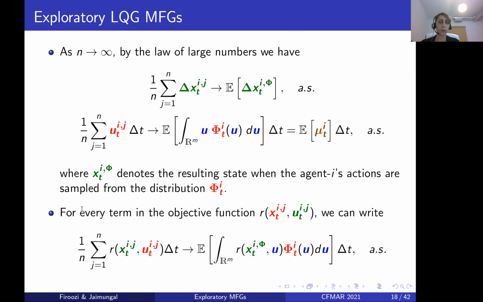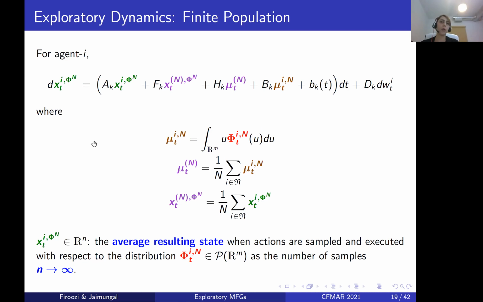We can, for every term in the objective function, do this. So every term in the objective function, when averaged over the n rounds and taking n to infinity, converges to the expected value of the integral of that term with respect to the distribution that we are using. So from this exposition, we can infer that this is the exploratory dynamics for agent I.